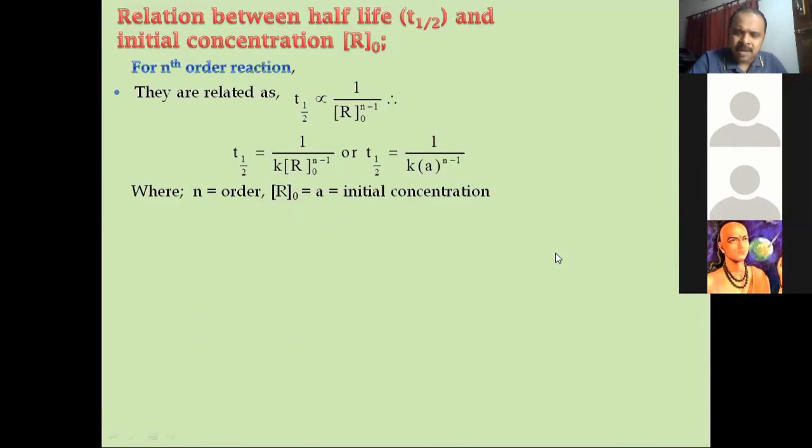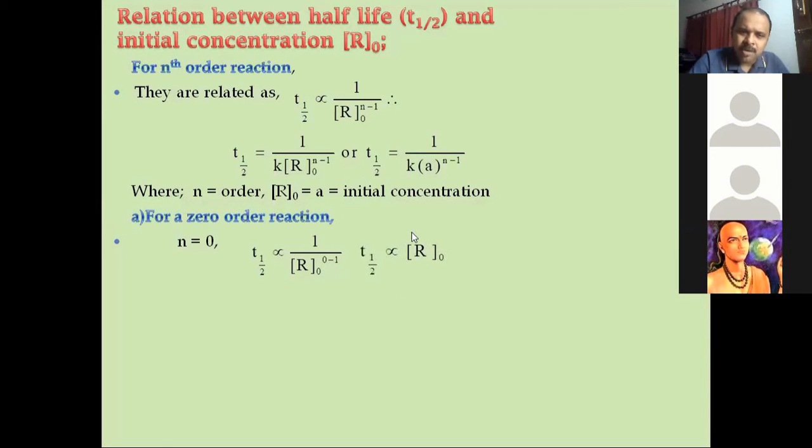Where n is order, R naught or A is initial constant. For a zero order reaction, what is the n value? 0. Keep n value here, 0. What would happen? T half is proportional to 1 by R naught to the power 0 minus 1, which is R naught to the power minus 1. So you can push the R naught to the numerator. It becomes plus 1. So this is the expression. Correct now? So what is the conclusion? Half-life is directly proportional to initial concentration. Same thing we got as the conclusion from the previous half-life expression also.